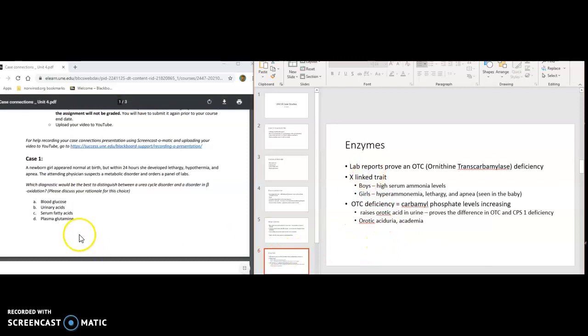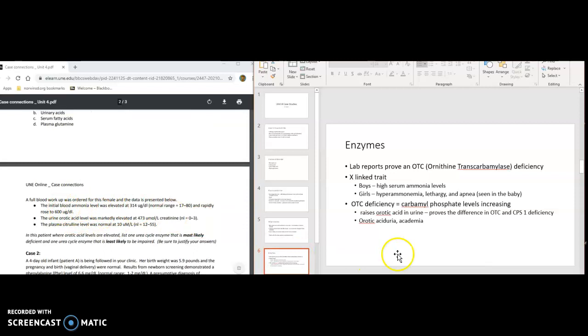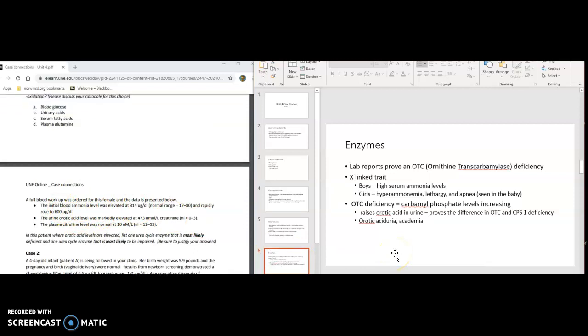So the lab report, here, let me slide down a little bit. The lab reports confirm an OTC, or ornithine transcarbamylase, deficiency. According to NORD, this is an X-linked trait. In boys, we see high serum ammonia levels, and in girls, we see hyperammonemia, lethargy, and apnea. All of these symptoms are seen by the baby, and she's female, so it fits.